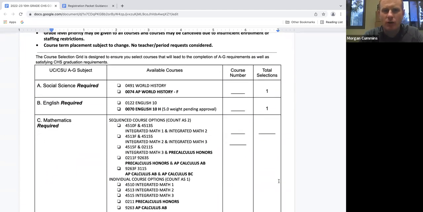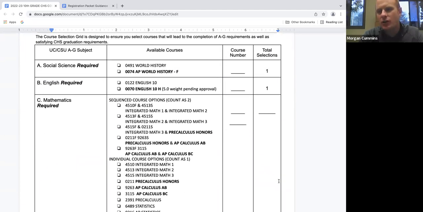First, we start with our A category, which is social science. As a sophomore, you have to take social science. You might not have taken it as a freshman, but as a sophomore, you have the choice of taking world history or AP world history. When you're making that choice, you want to think about how strong of a reader you are and how well you can handle a fast-paced course. AP World History has a lot of information to cover in a short period of time, so it's going to be a very rigorous, fast-paced course with a lot of reading. If that's for you, then sign up for the AP World History class. If that sounds a little intimidating, then I would go for the College Prep World History class.